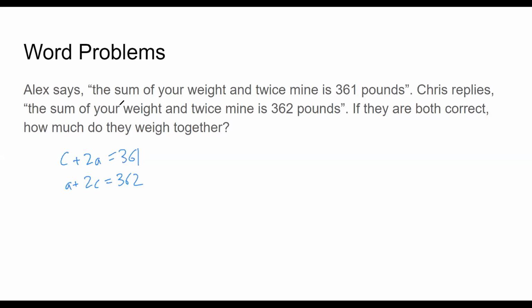So what you do here is, you define the unknowns, which are their weights, and then you put it into an equation here. So we have the sum of Chris's weight, C, plus twice Alex's weight, which is 2A, is 361. I remember another method where you multiplied the top equation by 2, to get 2C plus 4A is equal to 722. Yeah. Mhm.